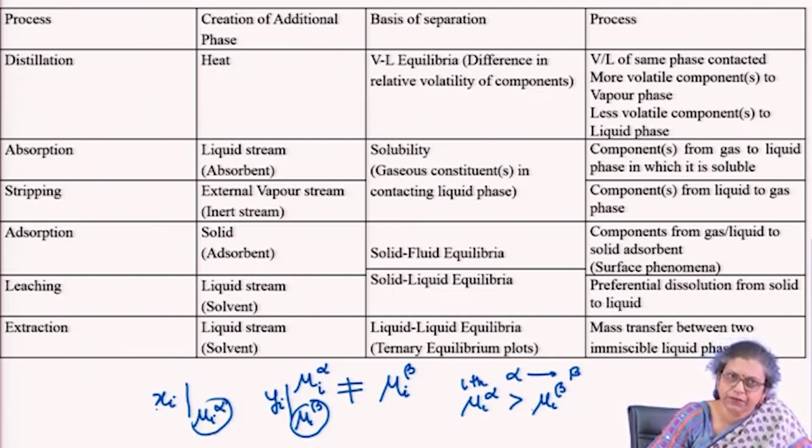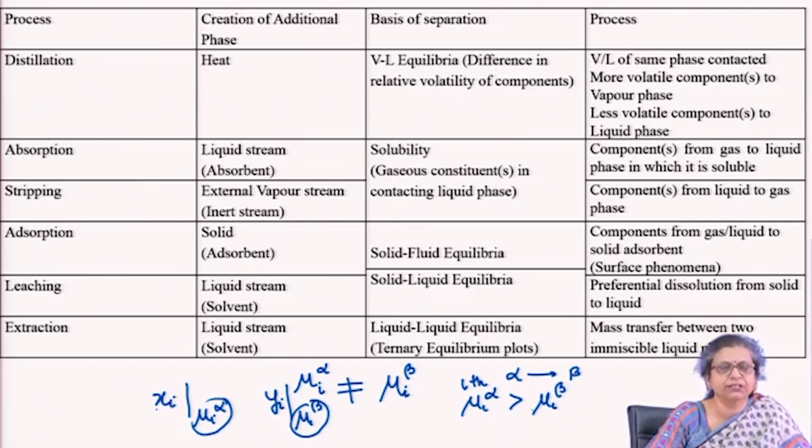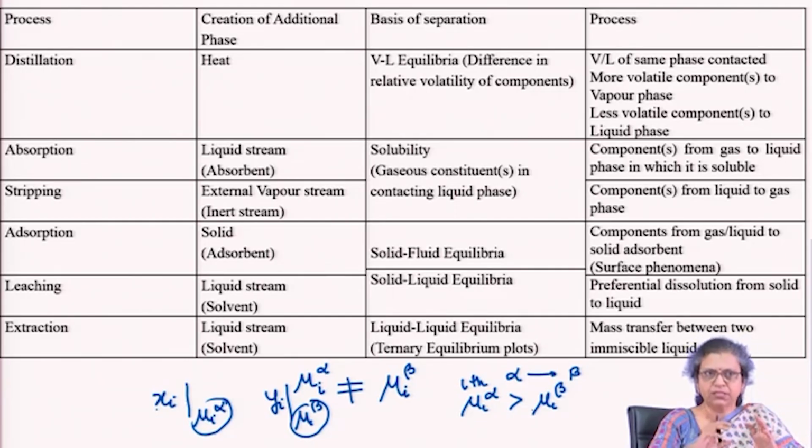When it is absorption, definitely here also vapor liquid or gas liquid equilibrium is important, but in this case naturally the gas and the liquid phase do not comprise the same components, or in other words, the gas phase comprises several non-condensable components. The same thing applies for stripping as well. For adsorption and leaching, definitely it is the solid liquid and the solid gas equilibrium which is important, and for extraction it is the equilibrium between two liquid phases which are not miscible with each other to the total extent.